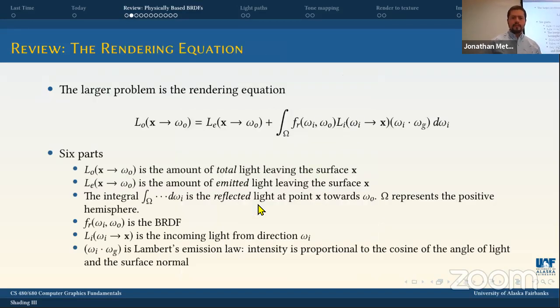Okay, so we have the rendering equation here. Excuse me. All right, so we have 6 parts here. This is important to remember. So we have the total amount of light leaving surface point X. Next, we have the amount of emitted light. So how much does X have some intrinsic light associated with it? Then we have the integral of the reflected light, and the capital omega represents the positive hemisphere.